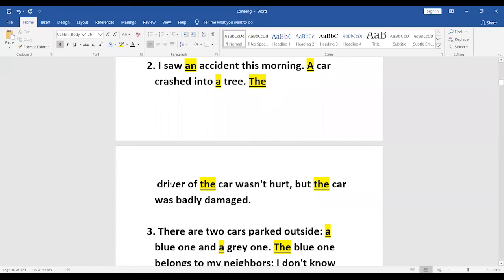Okay. The driver. I'm not talking about any and every driver. I'm being very specific about the person who met with an accident and that particular driver. So I'm saying the driver because I want to be very specific. The driver of the car wasn't hurt, luckily, but the car was badly damaged. That's okay. We can always claim for insurance, right? So now that I'm being very specific about the car, the driver, the car that was badly damaged, I'm being specific, and hence I've used the article the.